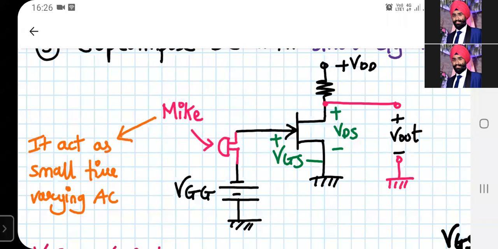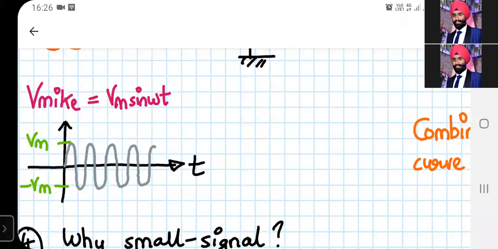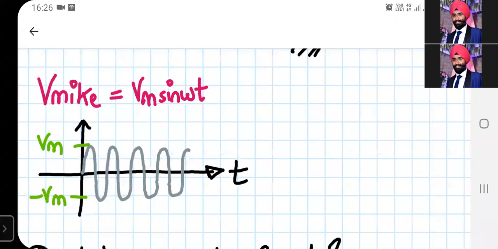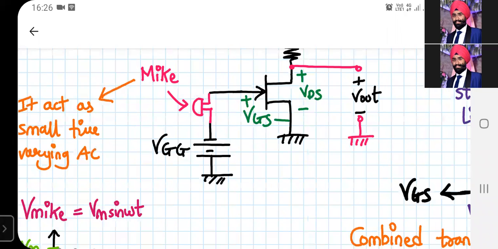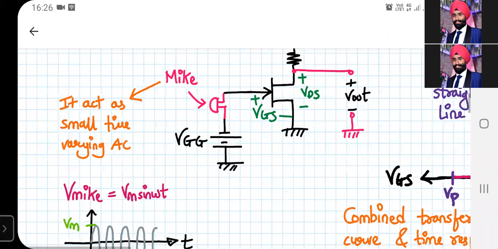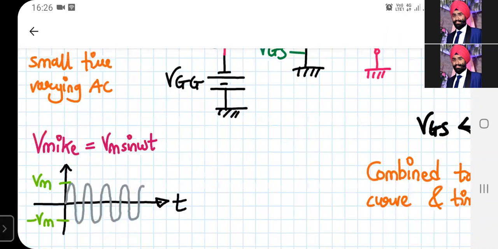So V mic is given by Vm sine omega t, and we know Vm sine omega t means a sinusoidal signal with angular frequency omega and a peak amplitude of Vm and minus Vm. Basically, your microphone signal might be close to this, but this Vm will be very small, maybe 10 millivolts or 20 millivolts peak to peak. That's why we are calling it a small time varying AC.